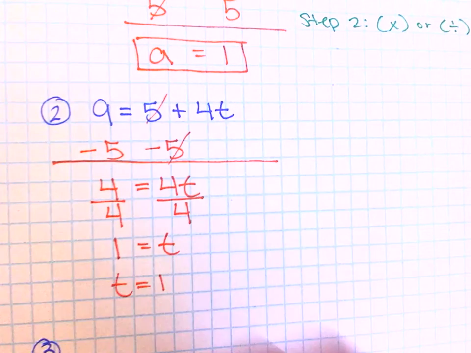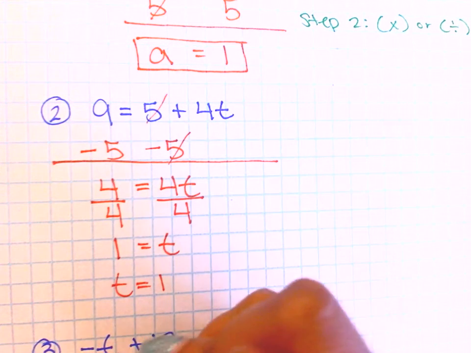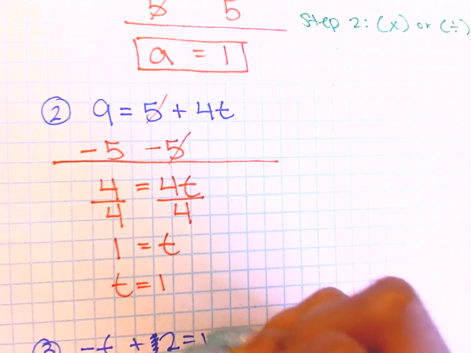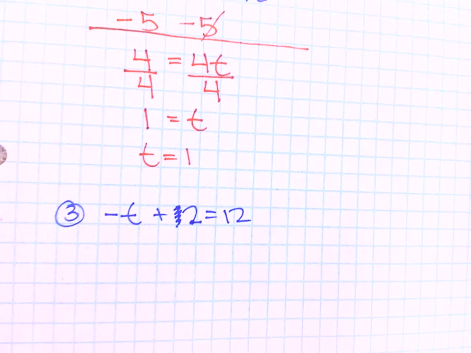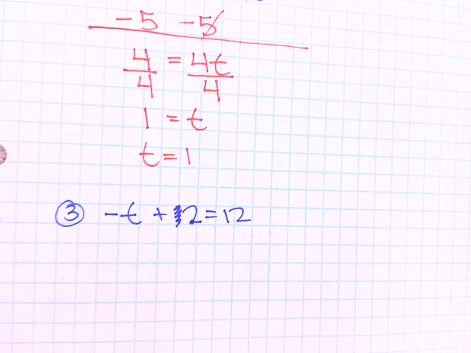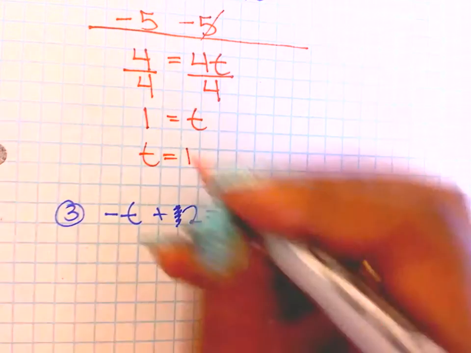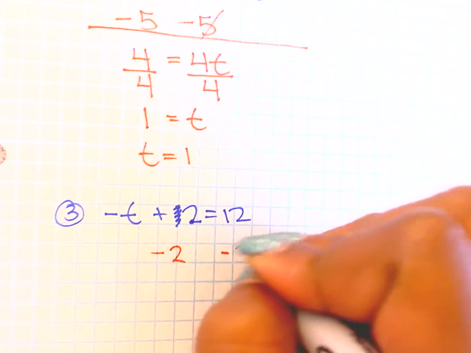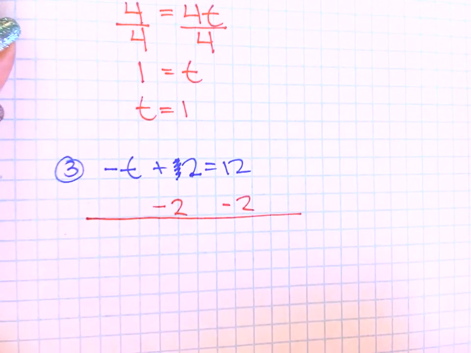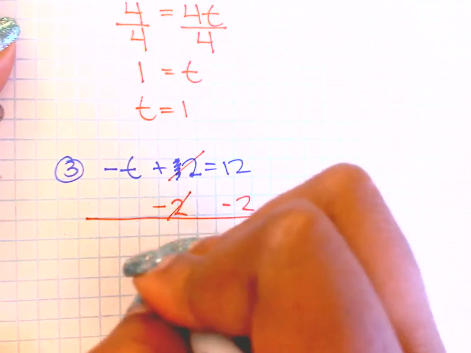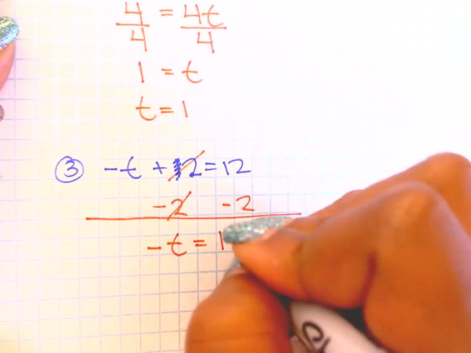It is awesome. Number 3, negative t plus 2 equals 12. So to get t by itself, I have to add or subtract first. So I'm going to subtract 2 from both sides and draw my line under. My 2's cancel out. I'm left with negative t equals 12 minus 2 is 10.